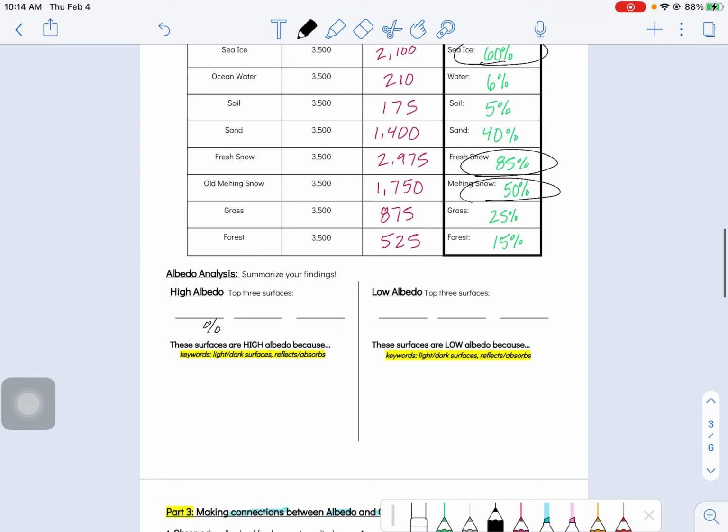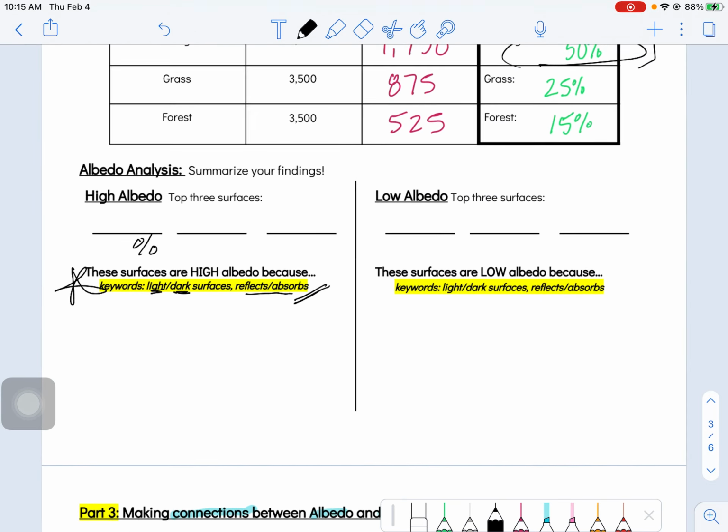And then here, thinking about what they all have in common. Are they all light color? Are they all dark color? And what do we know about how much they reflect versus how much they absorb? Reminder, this percentage here is looking at reflectivity, right? So it's saying how much they reflect. So if they reflect a lot, what does that tell us about the level that they absorb?